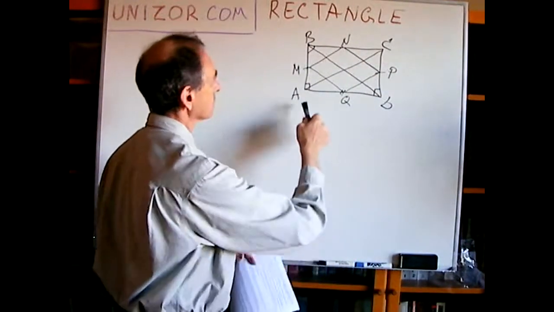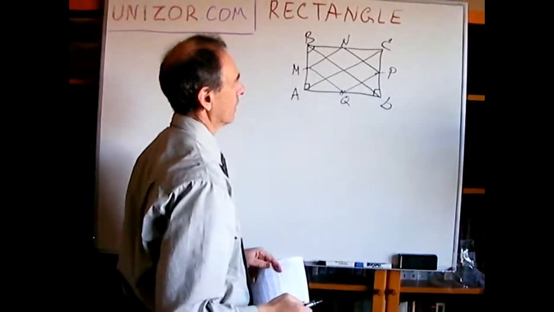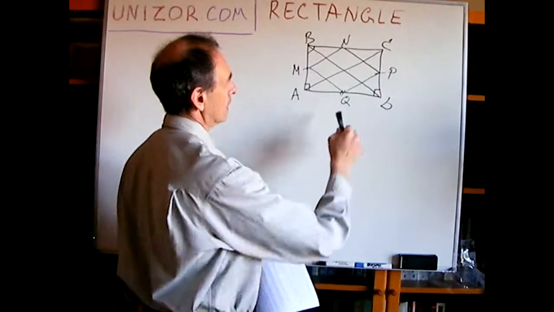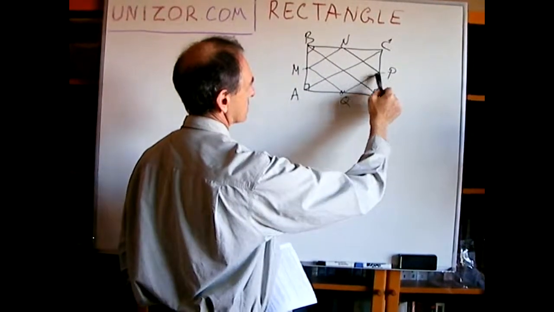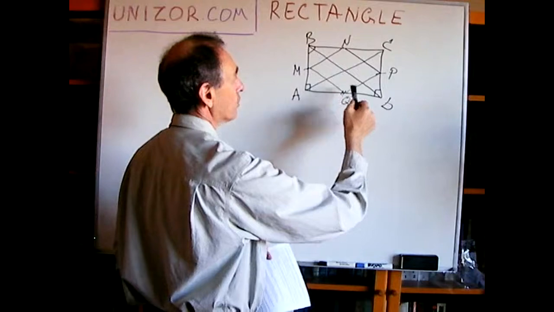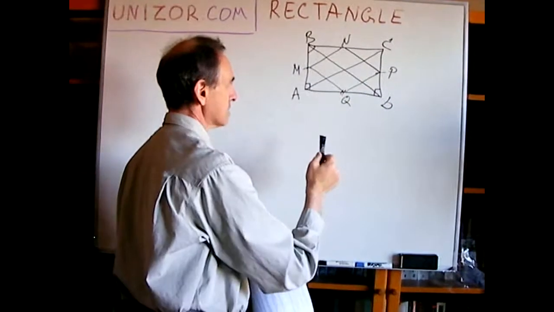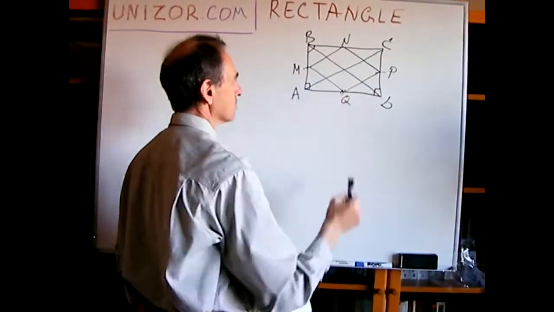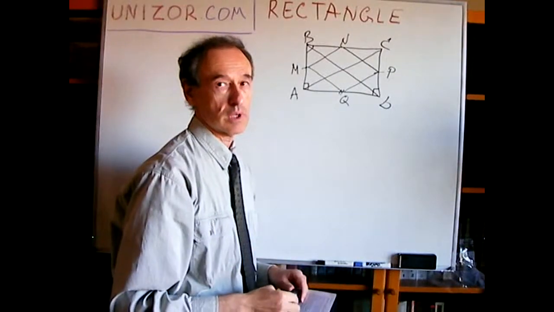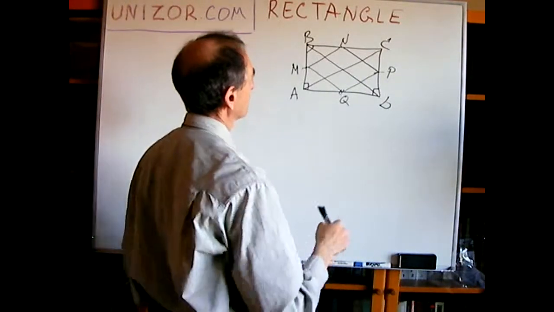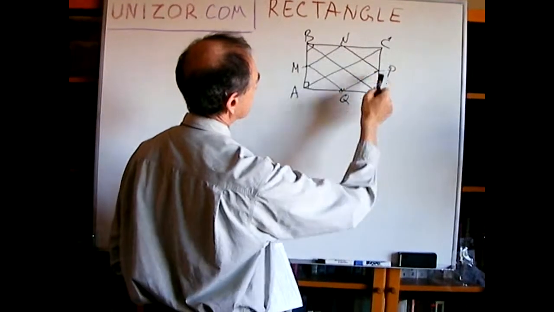But now consider triangle ACD. It also has the midsegment PQ, which is also parallel to the same AC and also equals its half. Now, triangle BCD.